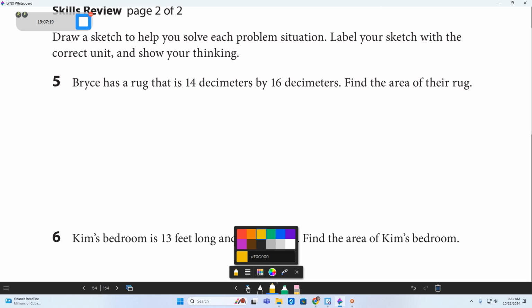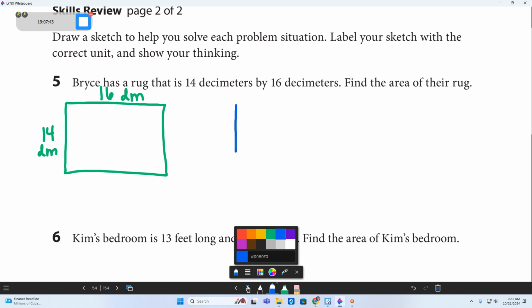Okay, so decimeters are not really used too much, especially in 4th grade, but a decimeter is 10 centimeters. Okay, so I'm going to label this 14 decimeters and label this 16 decimeters. And we've got to figure out the answer. So I think I'm going to use an area model. It almost looks like an area model already. I'm going to draw 14 on the side, and then I'm going to draw 16 across the top, and then fill in the sections.